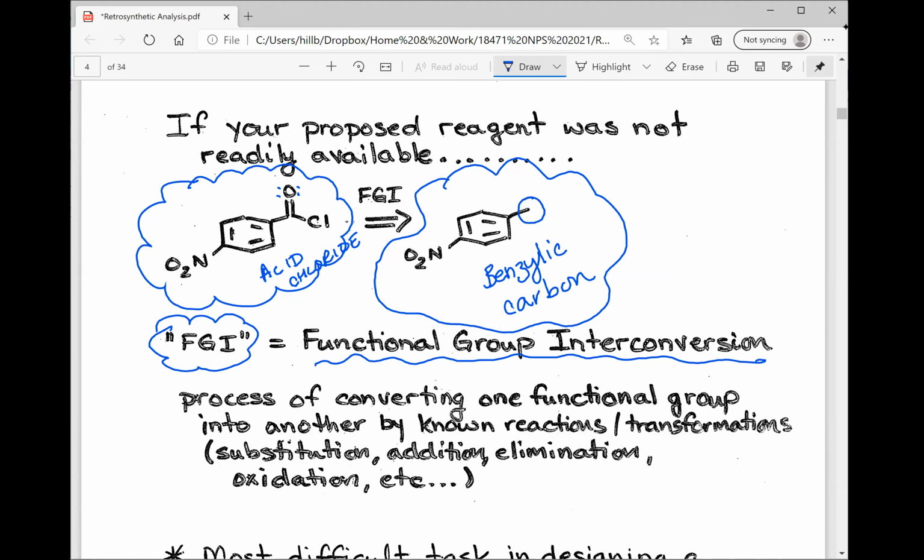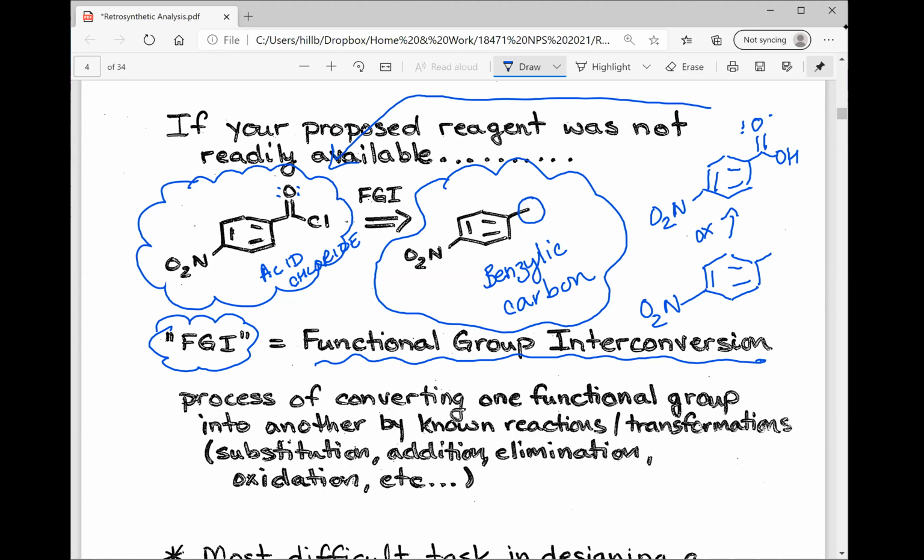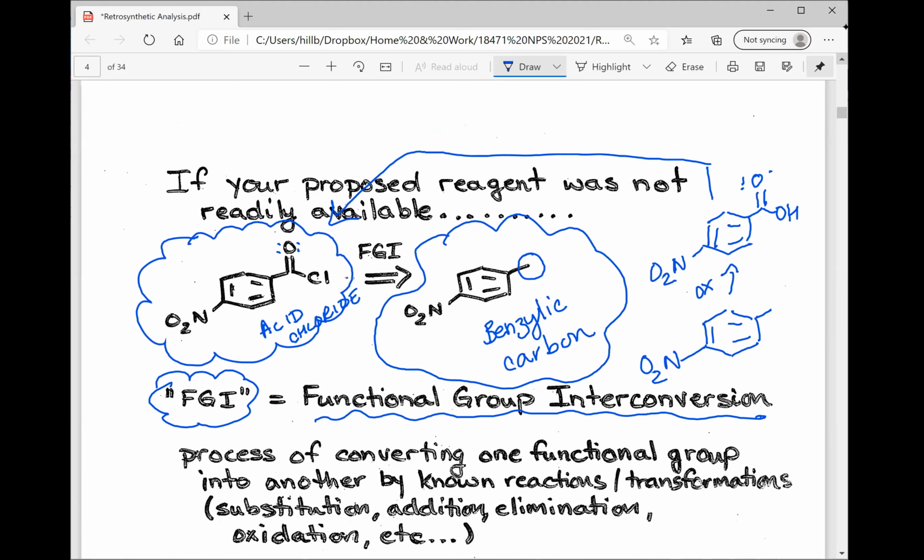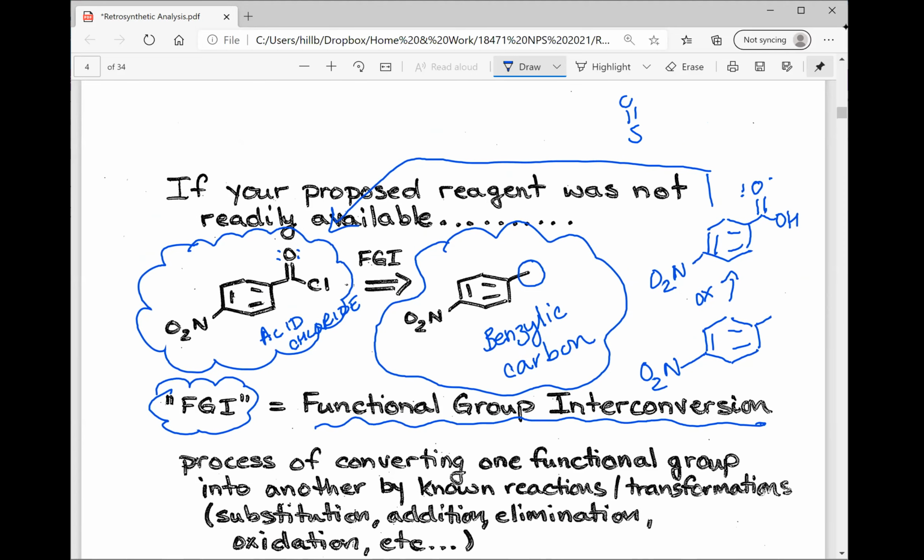Now, the functional group interconversion that they would probably do, based upon what we did in Organic 2, is that the benzylic position itself is susceptible to oxidation. So what they would probably do is oxidize this to the carboxylic acid, and then convert this to the acid chloride using thionyl chloride. That's a typical reagent.